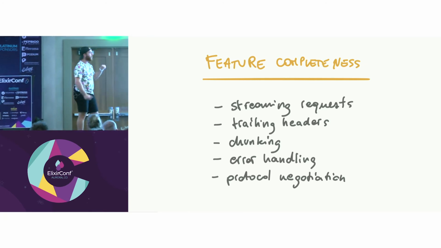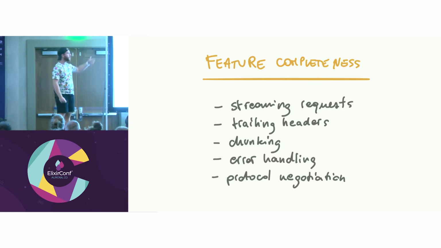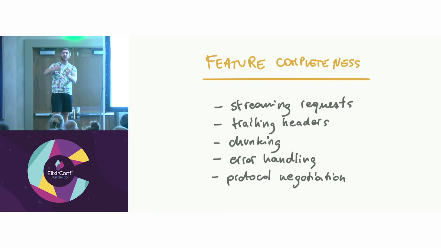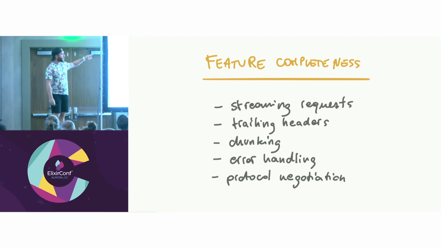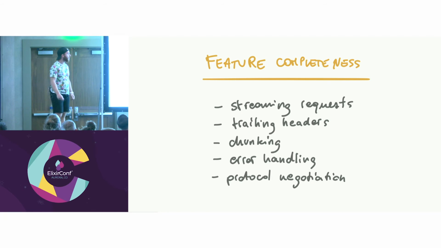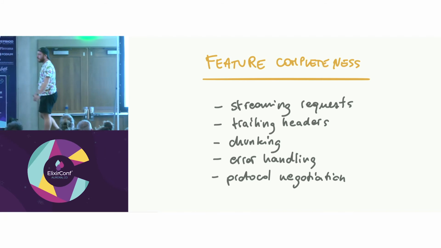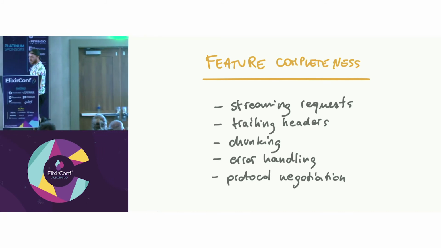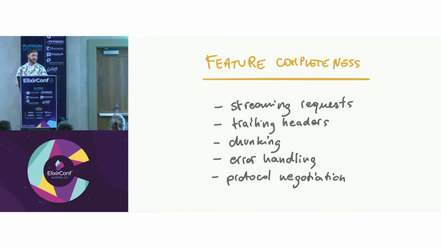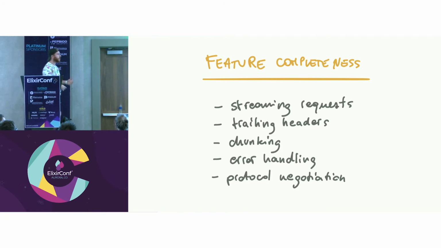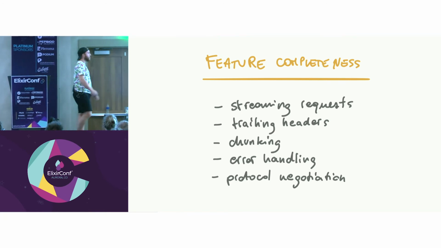So Mint is pretty feature complete by now. It supports streaming. We've seen streaming responses. It supports stuff like streaming requests as well, where you can send chunks of the body. It supports trailing headers. Who knows, that's a thing. I learned that this is a thing while building Mint. It supports chunking as well, so transfer encoding and everything. It supports good error handling, especially for HTTP2, where there's a lot of logic around that, and protocol negotiation, as I said. So we're pretty good feature-wise.